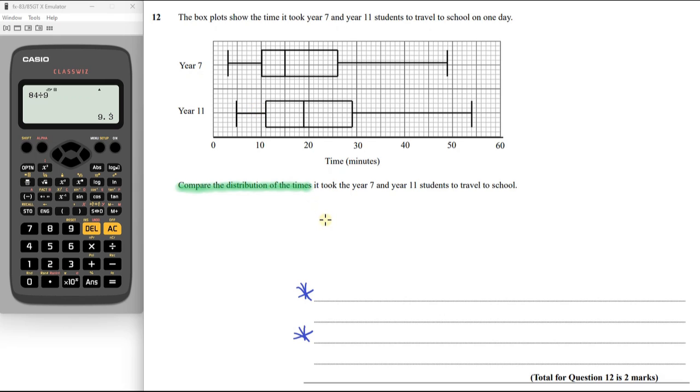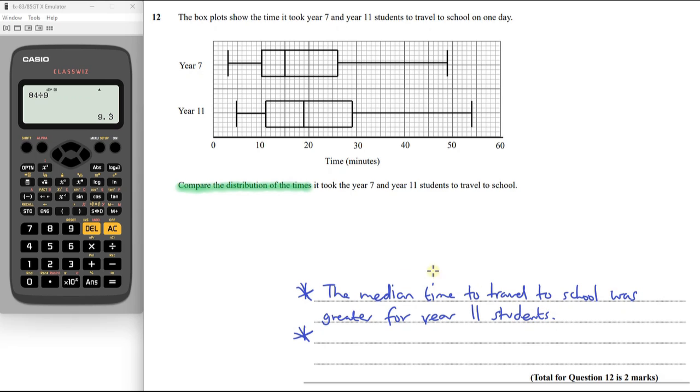So let's first start with the median. I can see the median was greater for Year 11 students. So I'm going to say the median time to travel to school was greater for Year 11 students. I don't need to give any figures for this, just saying that it's greater for Year 11 students is absolutely fine.